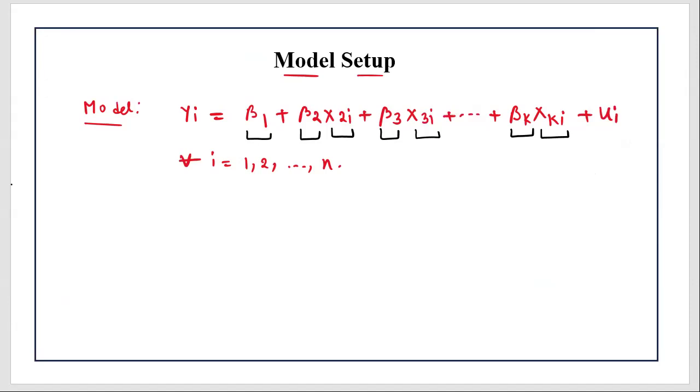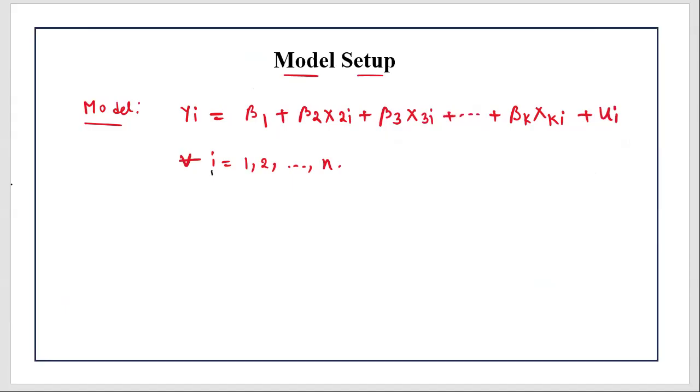Where this beta 1 is your intercept parameter and all the rest of the parameters are your slope parameters, right? I hope you know these things. I have discussed these things before also, so I'll not go into that more. So this is the model that we will work with.